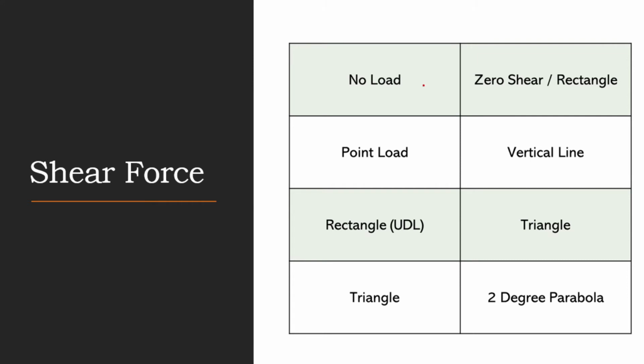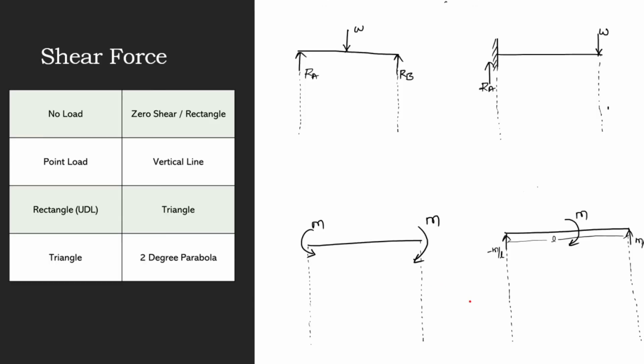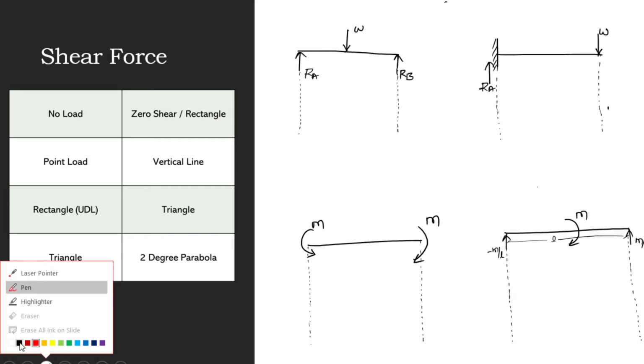So just a quick recap. If you are discussing only about shear force, if you have no load, you have to put 0 shear or a rectangle. If you have a point load, you'll have to put a vertical line. If you have a uniformly distributed load, you'll have to put a triangle. If you have a triangle, you'll put a 2-degree parabola. So let us see. I have to save time, I have already drawn a few questions here. So we will together draw the shear forces for all of these cases.